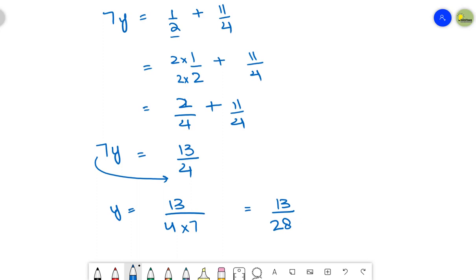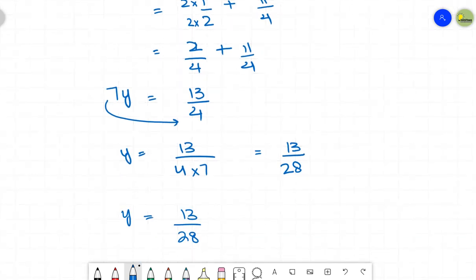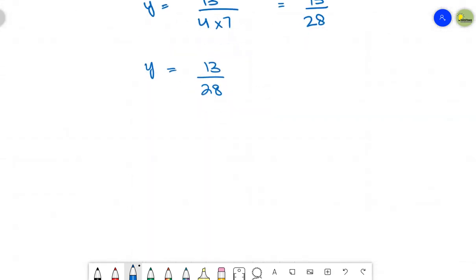Now, 4 and 4 are the same. Just write it once, and 2 plus 11 becomes 13. Now, this 7 will be moved to the denominator and it is multiplied with 4. 4 multiplied by 7 is 28. And 13 will be written as it is. So the answer is going to be 13 upon 28.